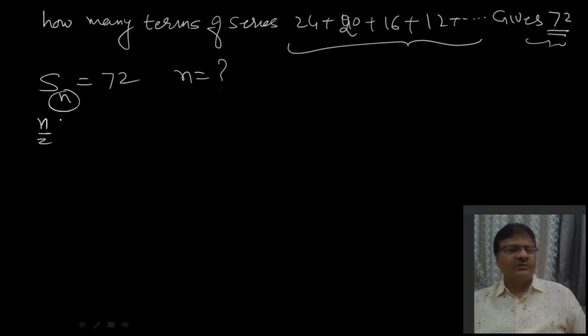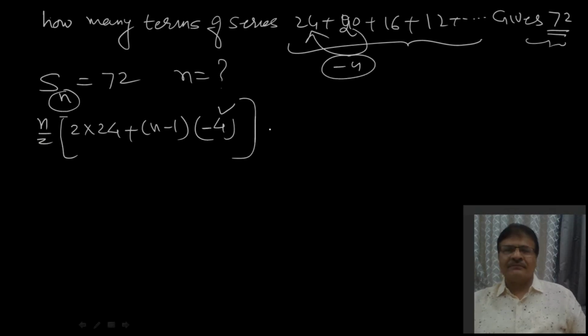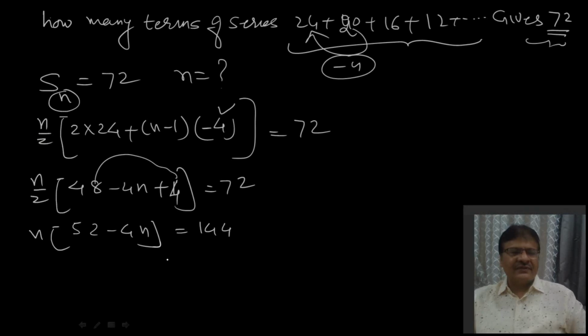Now n by 2, twice of a means what? 24 plus n minus 1, common difference is what? Minus 4. This mistake people do, it is not 4, it is minus 4, because second term minus first term is common difference. Do remember always. That is equal to 72 given to you. So n by 2, 24 twos are 48 minus 4 times n minus 1 equal to 72. So n into 48 plus, sorry, plus 4. So minus minus plus 4, 52 minus 4n, if I cross multiply by 2 this side, then 144.